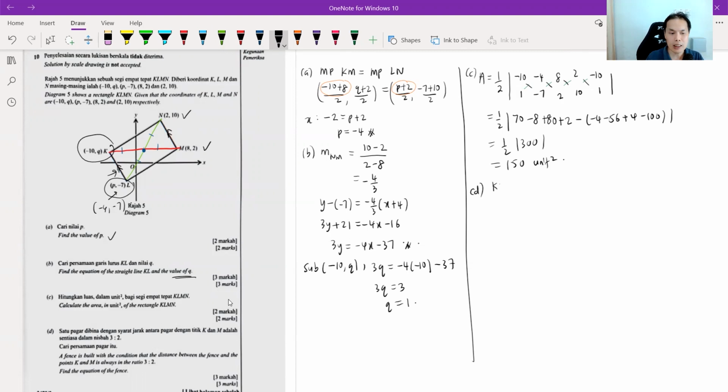So we know K, the fence, I'm going to call it F, and another one is M, and the ratio is 3 to 2. Your fence is F, or X, Y, or you can call it P. Normally, for equation of locus, we use P. Instead of using F, I use P. So KP to MP is now 3 to 2.